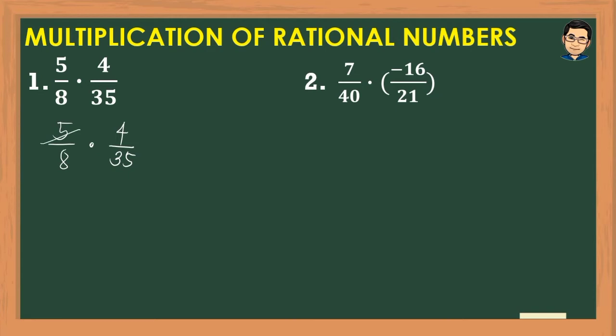5 divided by 5 is 1. 35 divided by 5 is 7. Okay, 4 and 8, so the GCF is 4. 4 divided by 4 is 1, and 8 divided by 4 is 2. Cross multiplication is easy to use because we just multiply the remaining factors and that is the final answer. Make sure that when we use cross multiplication, we have canceled out everything that can be canceled. So, those are the remaining factors.